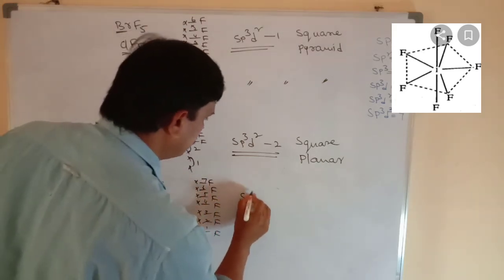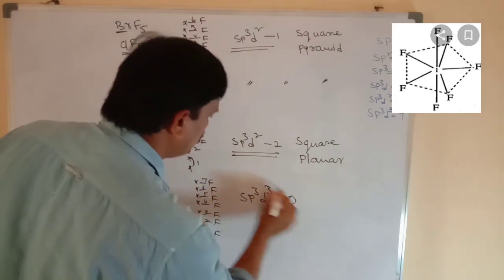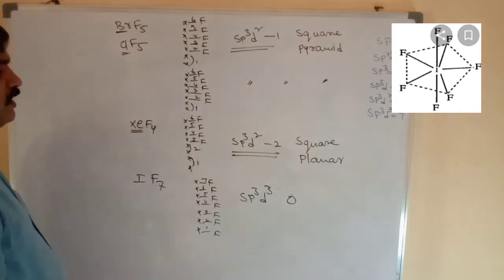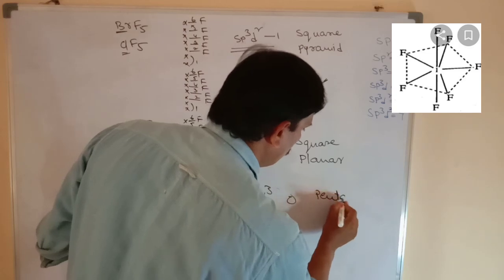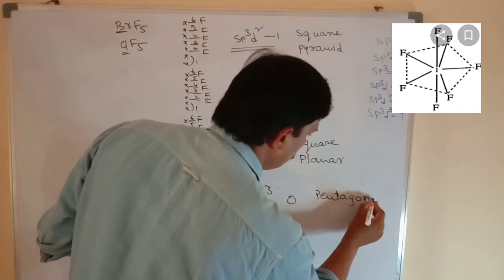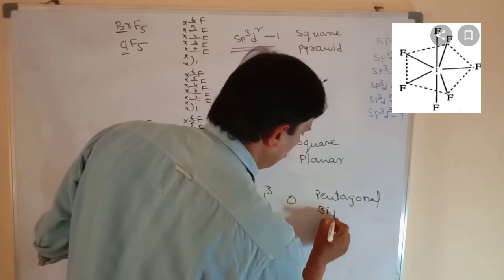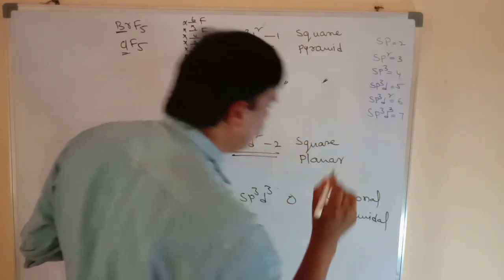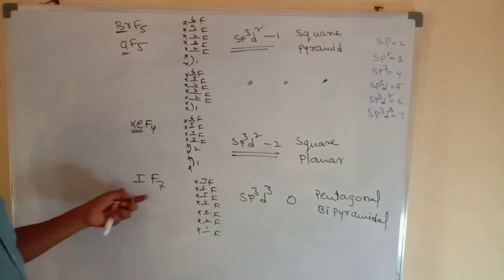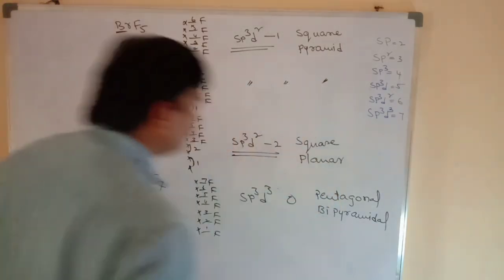So 7 fluorines means sp3d3, 0 lone pairs, which means a pentagonal bipyramidal shape. Pentagonal bipyramidal shape for IF7.